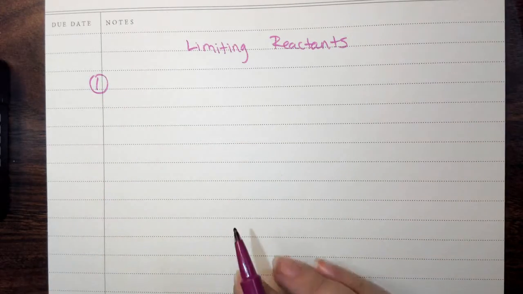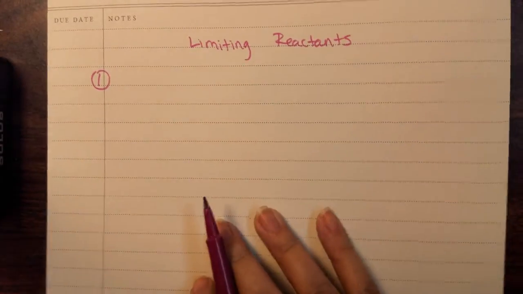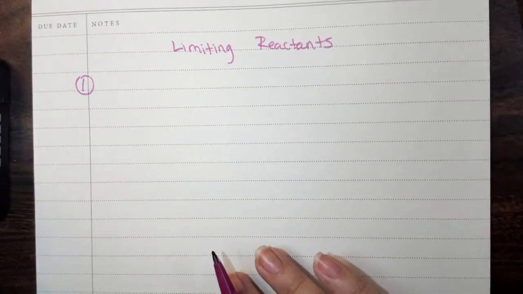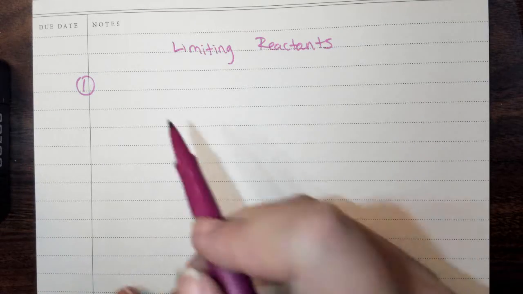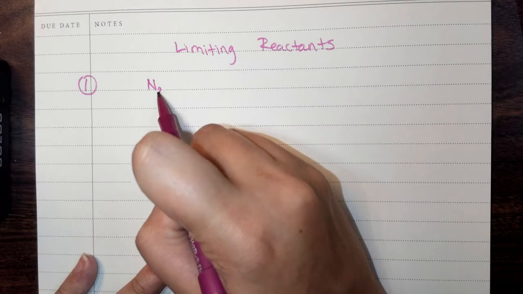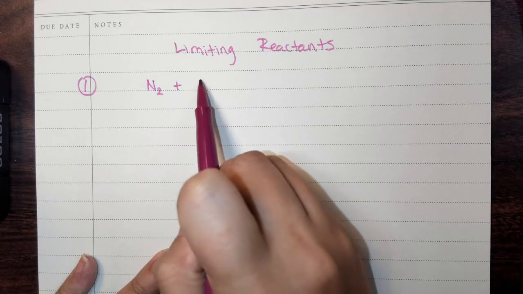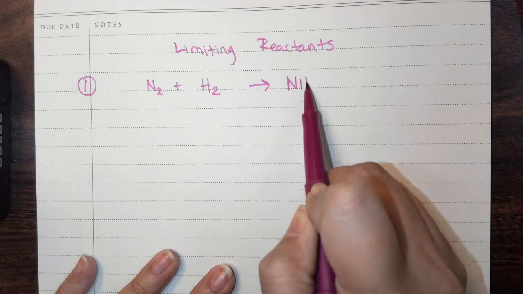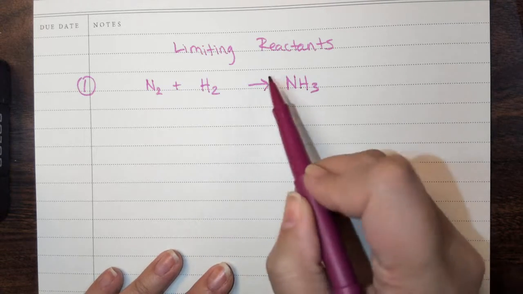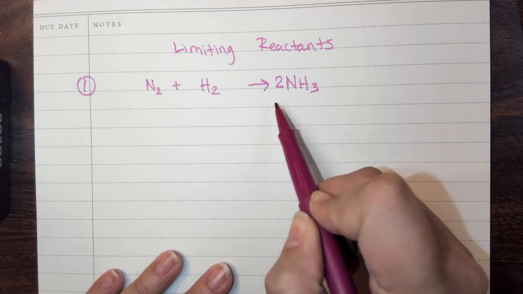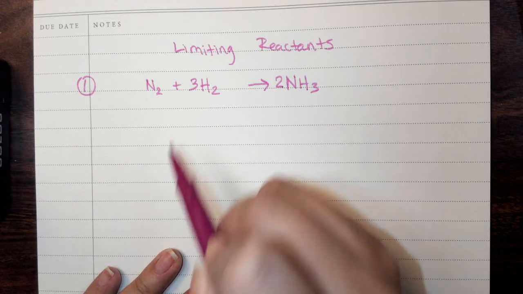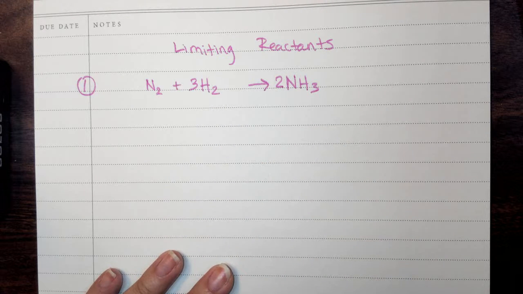Number 1. Alright, so I have nitrogen gas, and it's reacting with hydrogen gas to produce ammonia. So now we have to balance it. We're going to put a 2 here to fix nitrogen, because we have 2 on the left, and then I'm going to put a 3 here, so I have a total of 6 hydrogens on the reactant side as well.